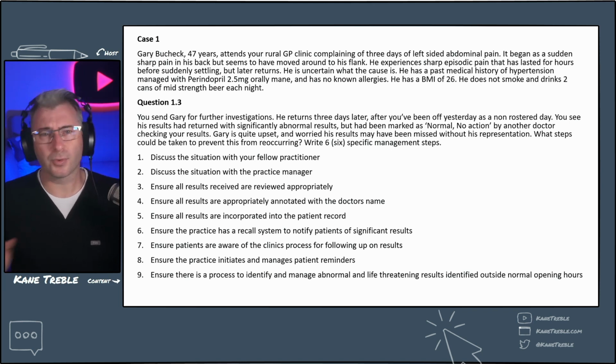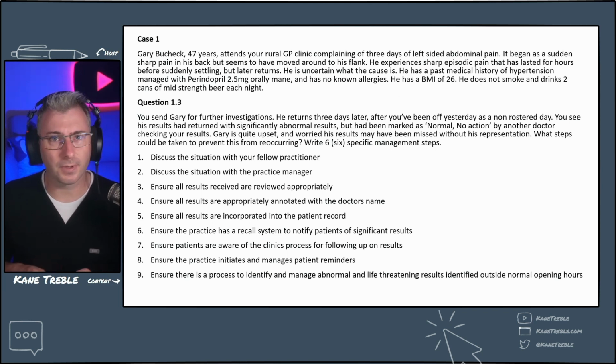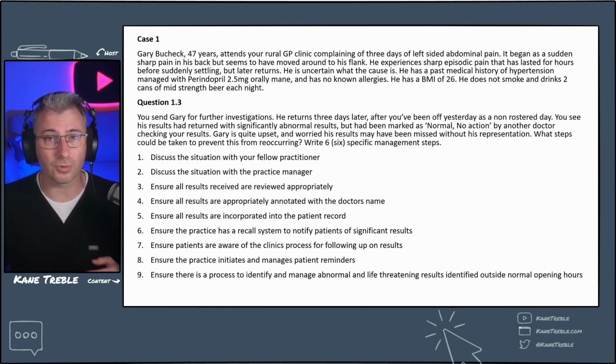But then step through, well, what is the process itself? And so the first thing there is to make sure that all results are reviewed appropriately, to ensure that all results are appropriately annotated with the doctor's name for tracing back who's been marking things down. Ensure all results are incorporated into the patient record. Ensure the practice has a recall system to notify patients of significant results. Ensure patients are aware of the clinic's process for following up on the results.